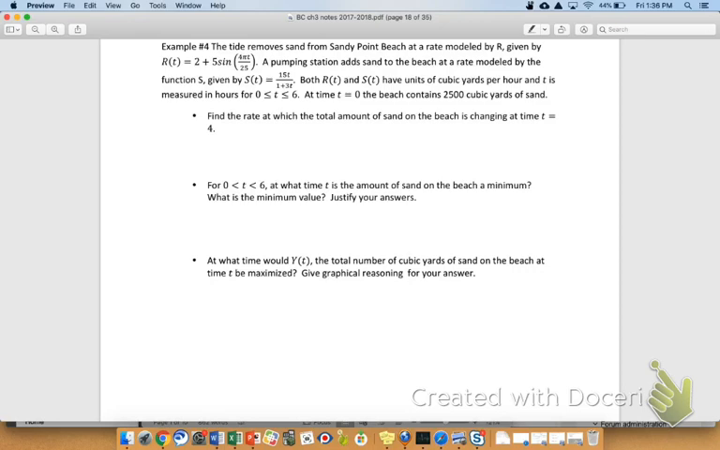The second bullet point is a little more contemporary, and for those that are AB veterans, has a little bit of an extension that perhaps only you would know how to do. The part where it says, what is the minimum value? It involves something we haven't officially talked about in this class yet. And then at what time would Y of t, the total number of cubic yards of sand on the beach, be maximized? Give graphical reasoning for your answer. Again, the graphical reasoning piece is just to help you navigate some of the details that maybe you might not know about with integrals and definite integrals, that sort of thing, which we'll get to next week.